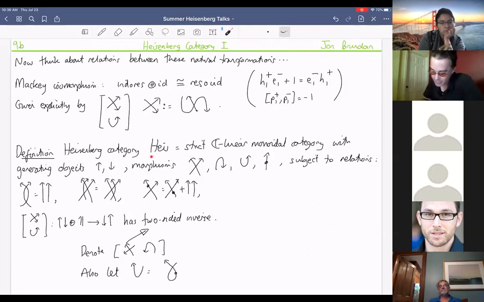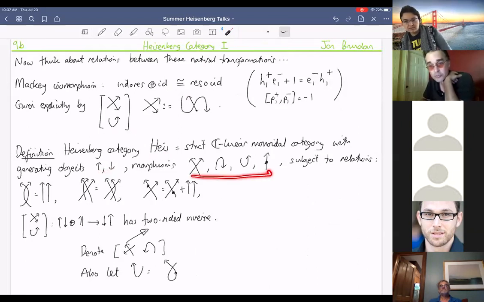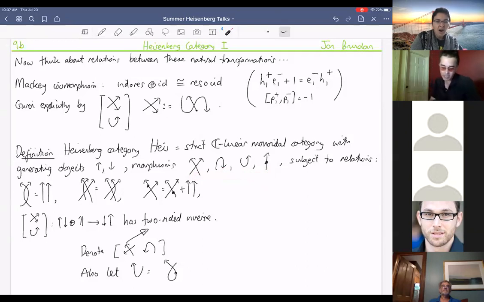So the Heisenberg category, finally, is the strict C-linear monoidal category with just two generating objects, up and down. They correspond to induction and restriction. And then you need four generating morphisms. This upward crossing, the rightward cap and cup, and this dot, which came from the Jucys-Murphy elements. And the relations are sort of clear, right?